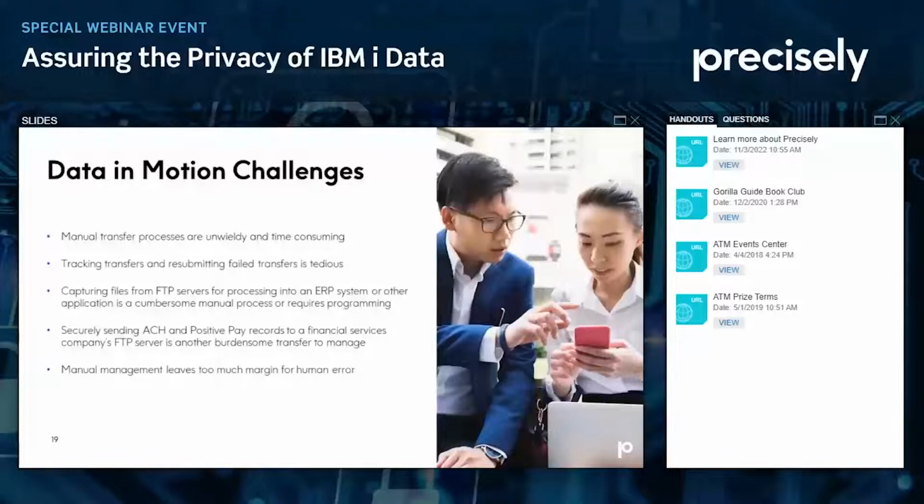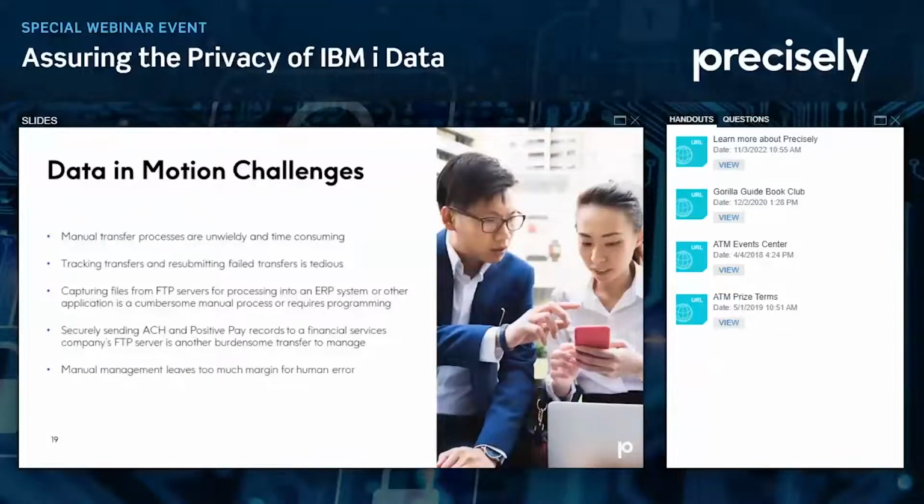So really, the bottom line here is the more manual you approach this challenge of the data in motion, the more likelihood you're going to have some problems and human error, and it's hard to document and prove that you're doing it right every time. You can validate the transfer went through, all those kinds of things.